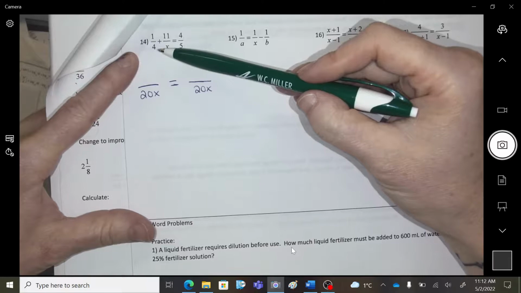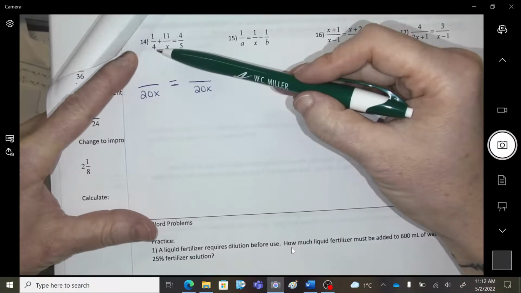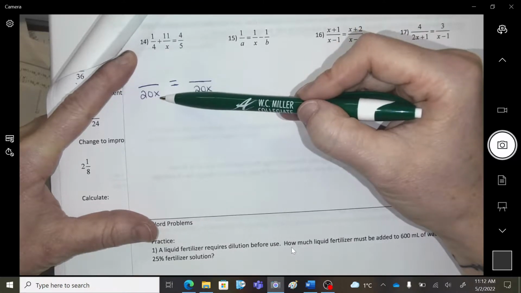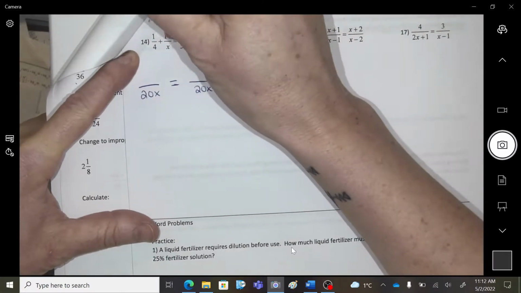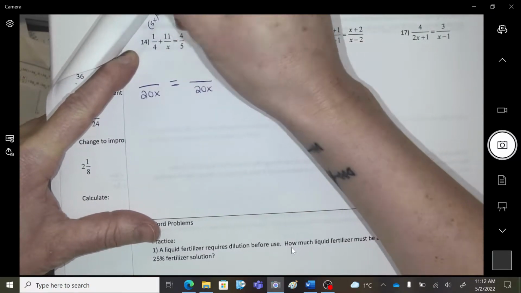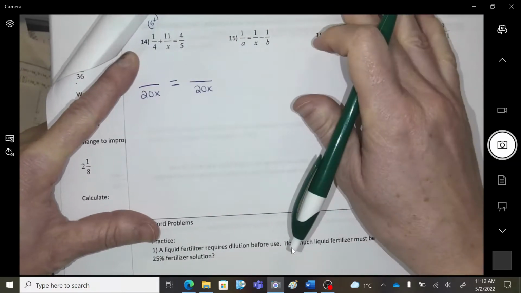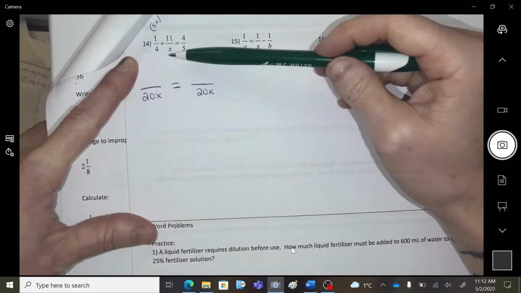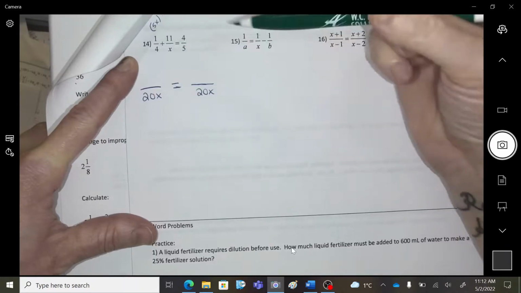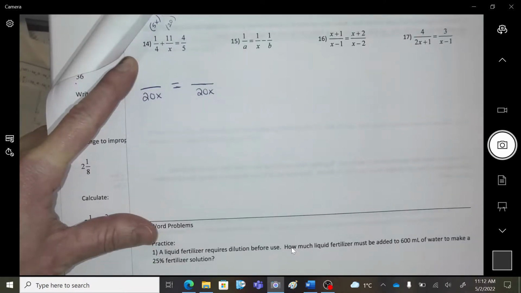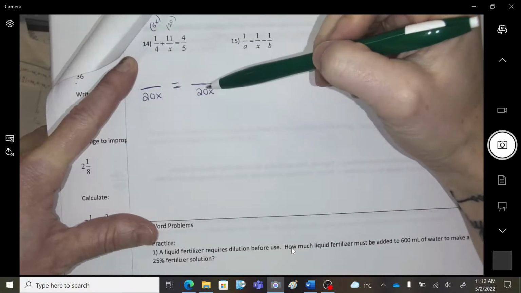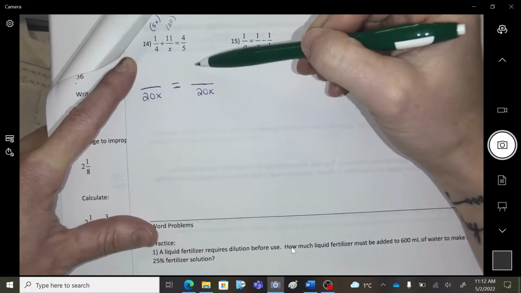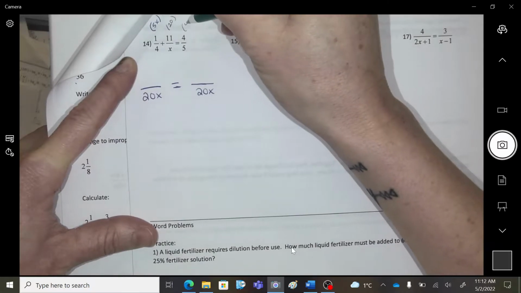First fraction, the 4. What did I have to multiply it by? 4 to 20x would have been multiplied by a 5x. Second fraction, it's an x. What did I multiply this by? 20. And the 5 got multiplied by what on the bottom there? 4x.